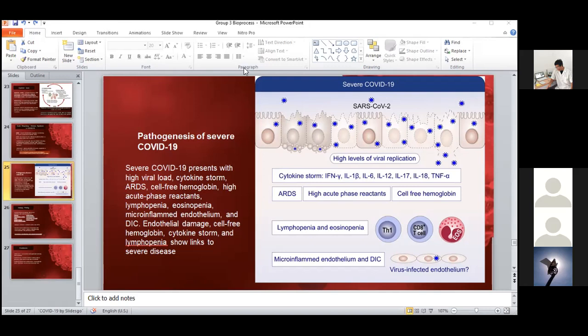So that explains why a person with diabetes and obesity or another comorbid disease like cancer could undergo very severe symptoms of COVID-19, as compared with a healthy person without comorbid disease.